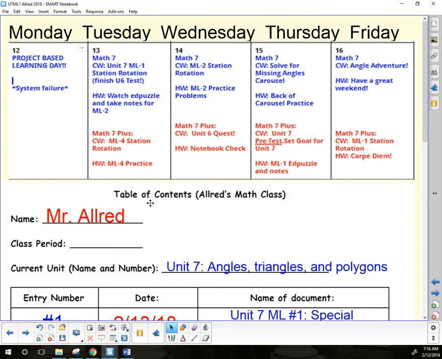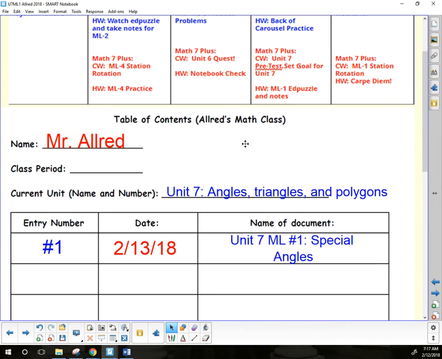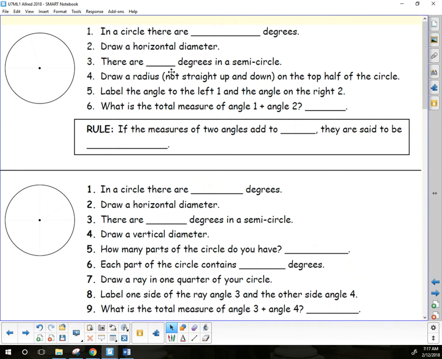So here we go. I already started to do this at the beginning of class, but this is, again, your week at a glance for the week of February 12th, 2018. Today's entry is your first entry in the table of contents. Let's get ready to go ahead and get started by taking some notes.